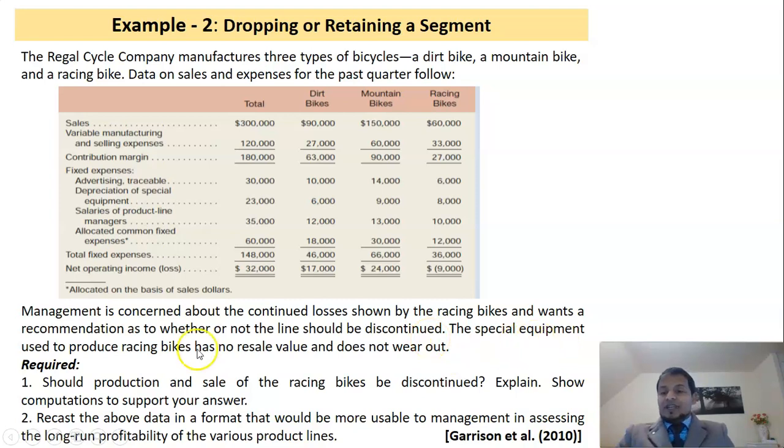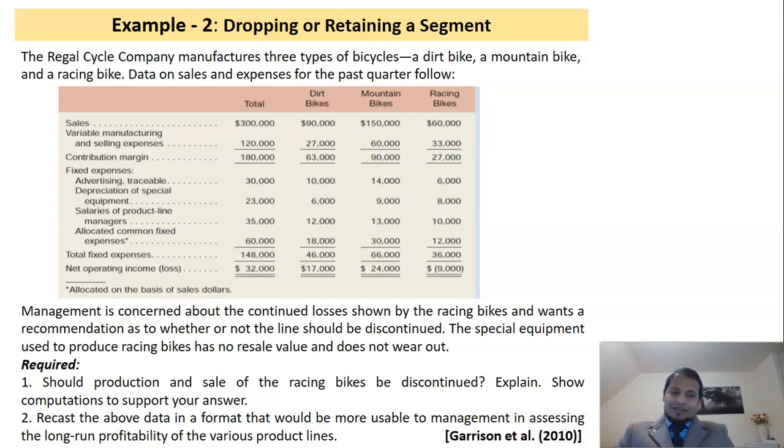The special equipment used to produce the racing bikes has no resale value and does not wear out. All right, so what is special equipment has no resale value? That means you can't sell it. And if you can't sell it, what will happen?